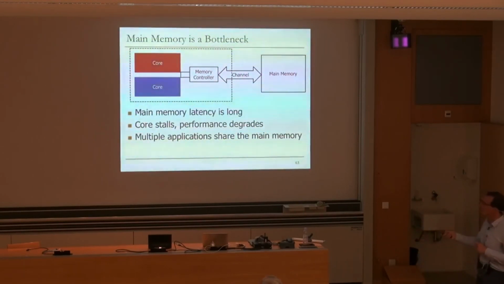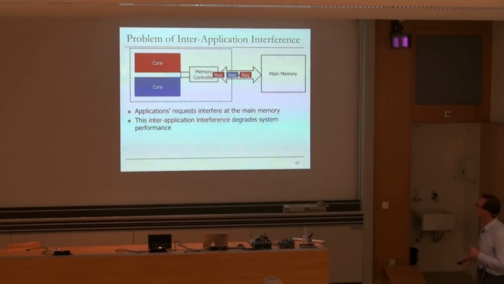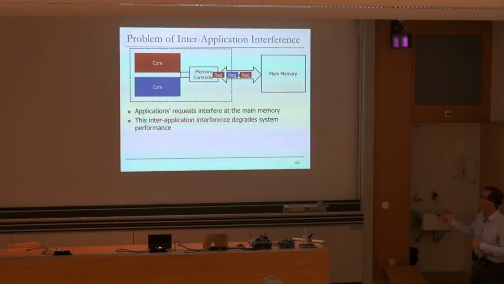And in today's systems, you have multiple applications that are sharing memory. Red application and blue application is an example here. Now, when they share memory, they interfere with each other. They both send requests to DRAM, in this case, through the memory controller. And these requests interfere at the main memory. This is called inter-application interference. It degrades system performance, because it delays the requests of different cores. As you can see over here, the red request is delayed behind the blue, and blue is delayed behind the red.